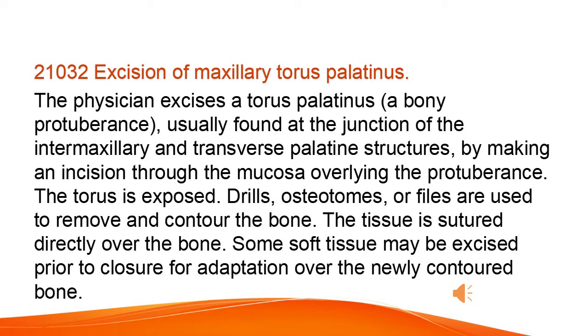Excision of maxillary torus palatinus. The physician excises a torus palatinus, a bony protuberance, usually found at the junction of the intermaxillary and transverse palatine structures, by making an incision through the mucosa overlying the protuberance. The torus is exposed. Drills, osteotomes, or files are used to remove and contour the bone. The tissue is sutured directly over the bone. Some soft tissue may be excised prior to closure for adaptation over the newly contoured bone.